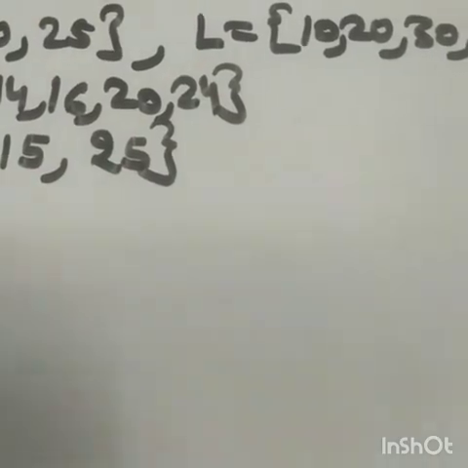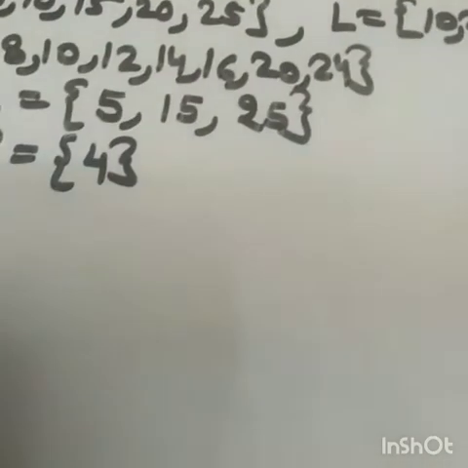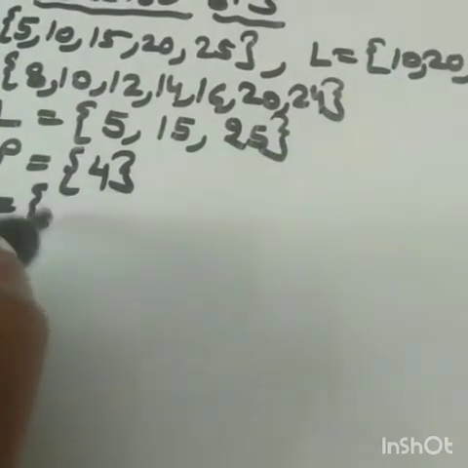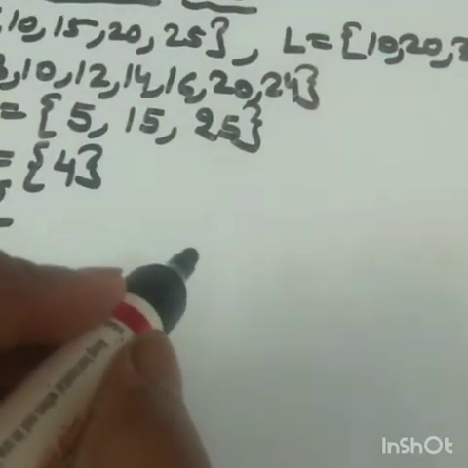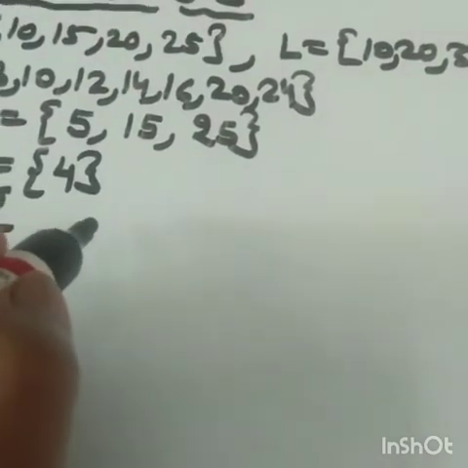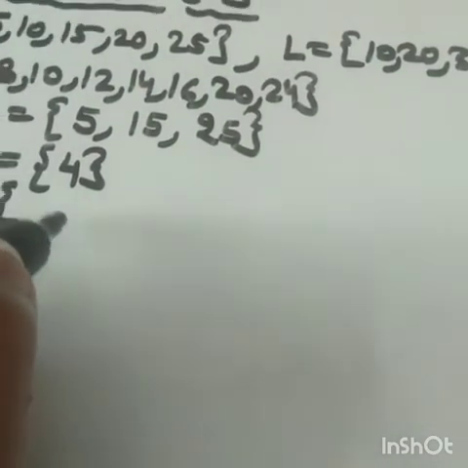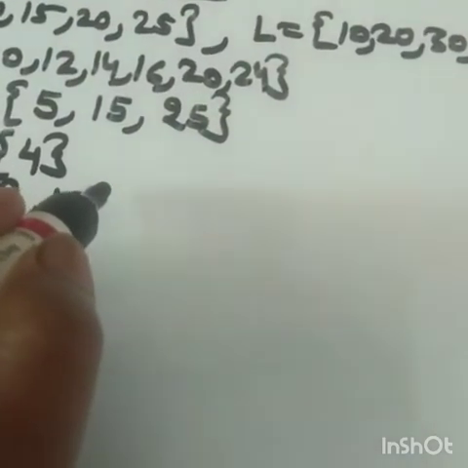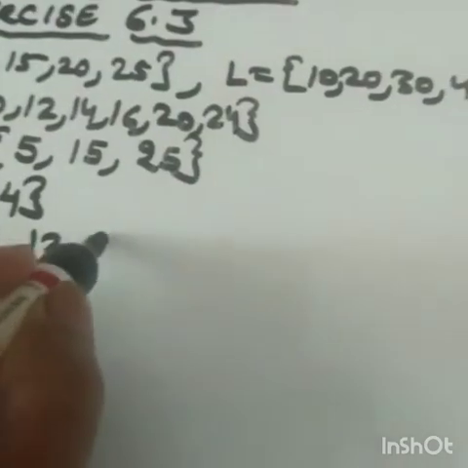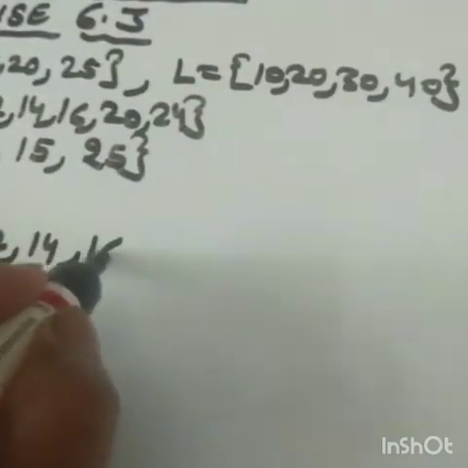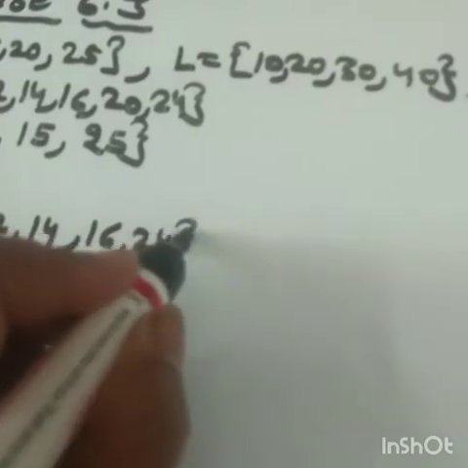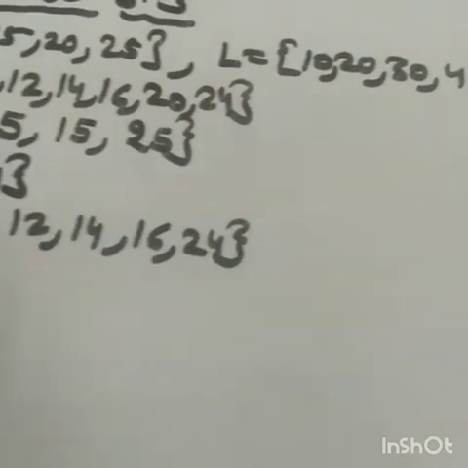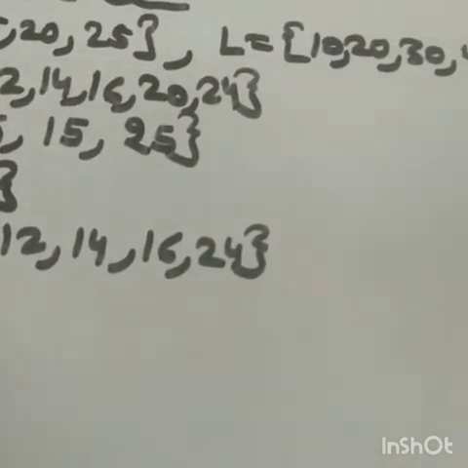C part, P minus K. P minus K means elements of P which are not in K. Now in K, 8 is not there, 12 is not there, 10 is there, 14, 16, 24 are not there, 20 is there. So 10 and 20 are there, rest of the elements are to be taken into consideration.